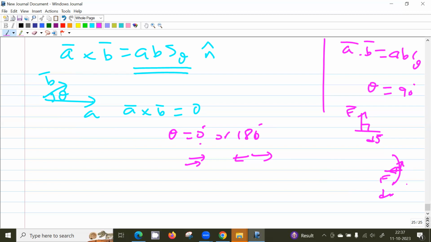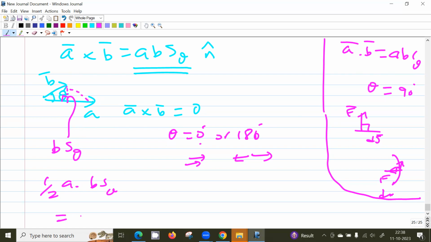Okay, let's leave this one and focus on the cross product. A cross B is AB sine theta, and B sine theta is the vertical distance. This vertical distance is B sine theta, from this right angle triangle. If we take half into A into B sine theta, I can complete this triangle, and this will be the area of the triangle shown here.